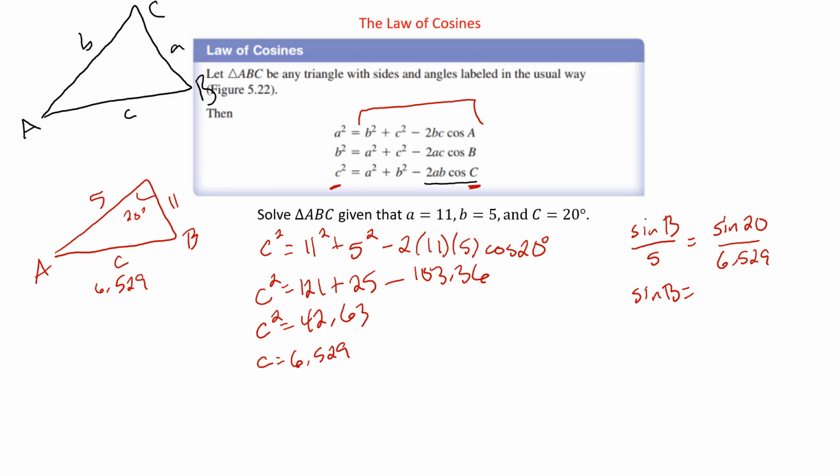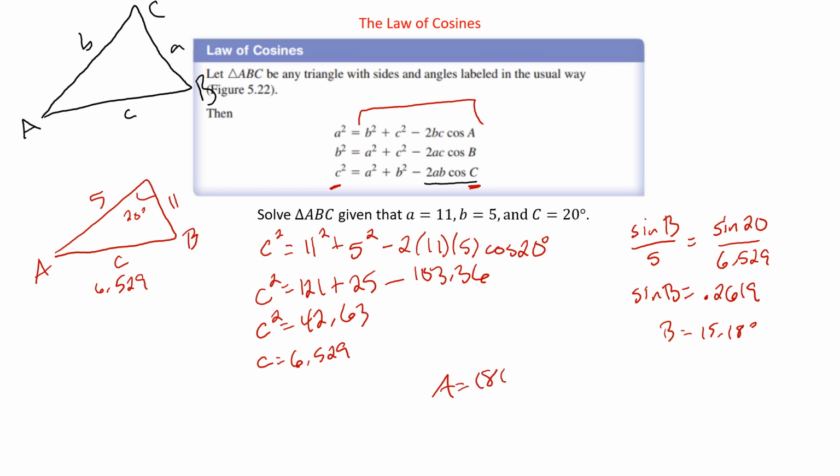0.0523 times 5 is 0.2619. Then we can go inverse sine to get B is 15.18 degrees. So we have everything except for angle A. To find angle A, that's the third angle, we don't need to use the law of sines or law of cosines. We can use subtraction.